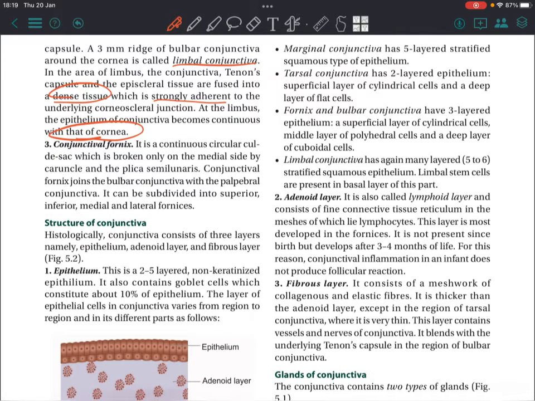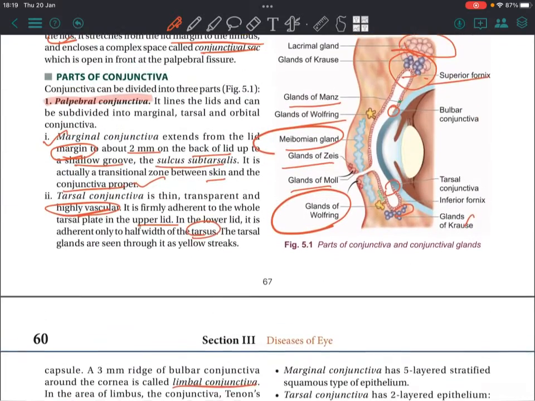Conjunctival fornix. It is a continuous circular cul-de-sac which is broken only on the medial side by the caruncle and plica semilunaris. The conjunctival fornix joins the bulbar conjunctiva with the palpebral conjunctiva. It can be subdivided into superior, inferior, medial and lateral fornices.